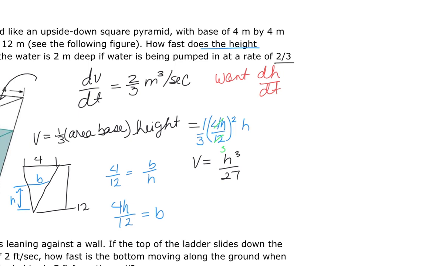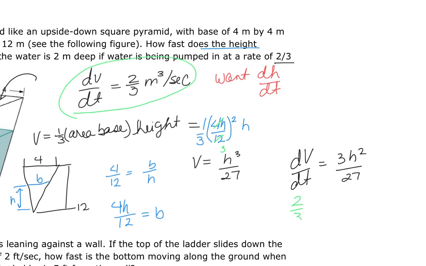Now I'm going to take the derivative of that. So dV/dt, that's why we started out with those first couple of questions, like how do I do this with respect to time? Now notice that time is not even a variable listed here. It's V and h. But we want to know how this is changing with respect to time. So dV/dt is equal to 3h squared over 27. They tell us that dV/dt is 2/3.